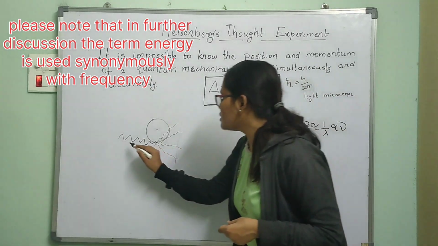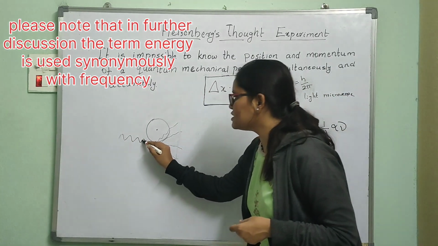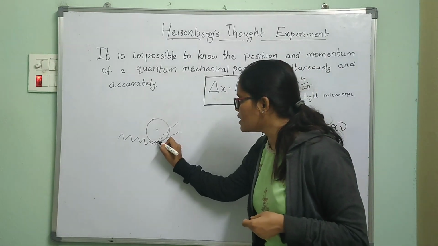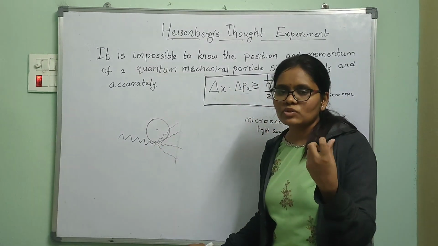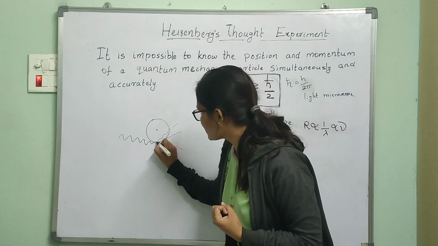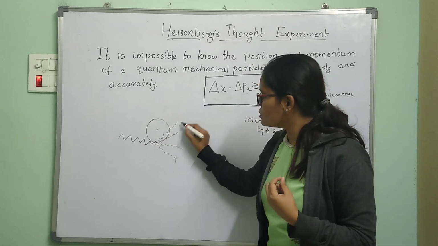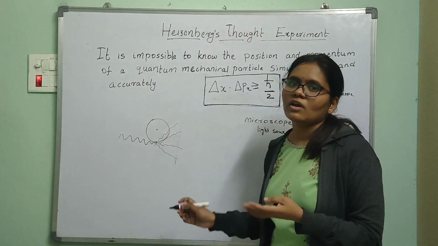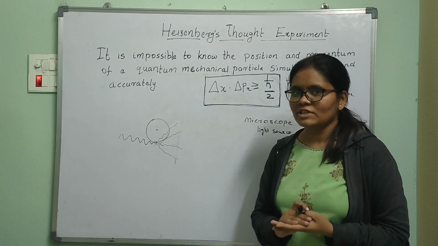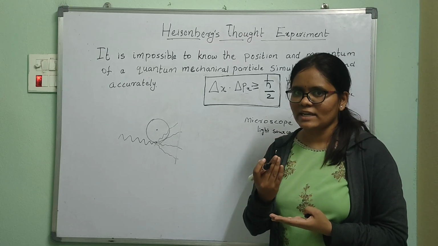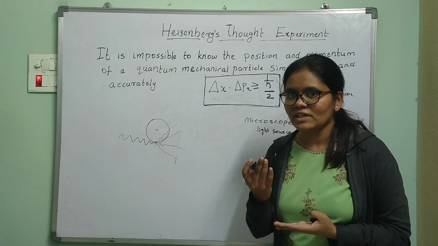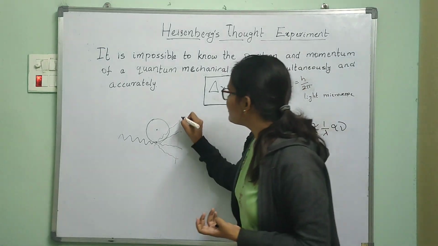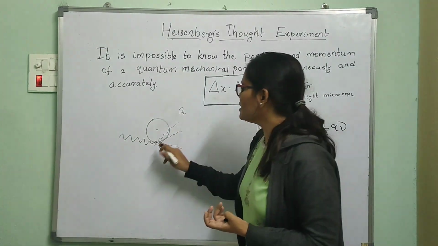Now if you are using a higher energy light here, what will happen? This electron will absorb the light energy, right? So it also scatters, but at the same time it also absorbs the light energy. When it absorbs the light energy, what happens? The energy of the electron will increase. When the energy of the electron increases, there will be a change in the momentum of the electron.